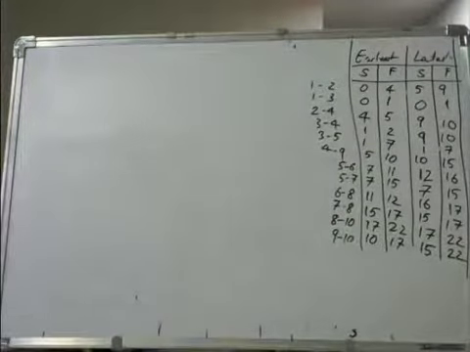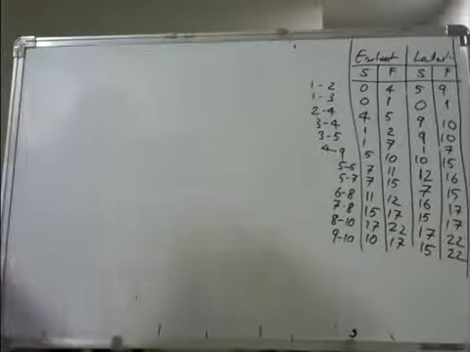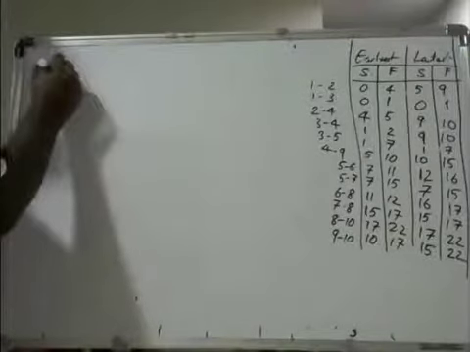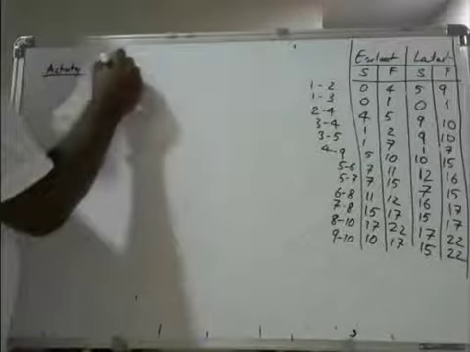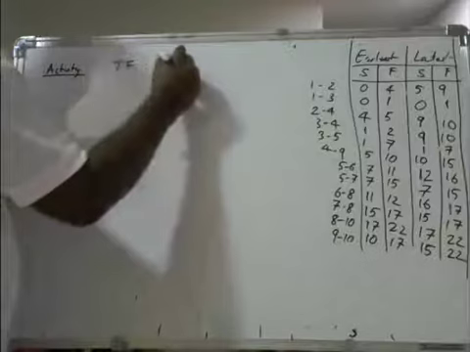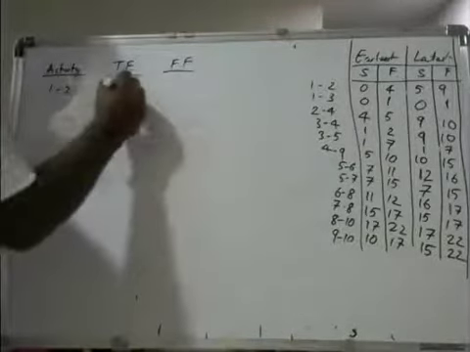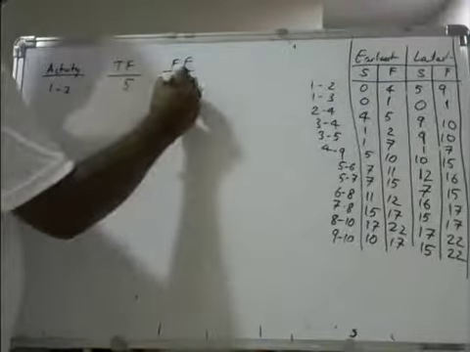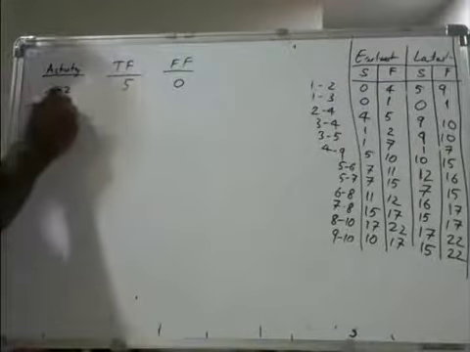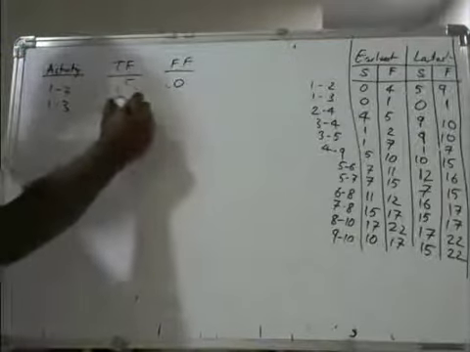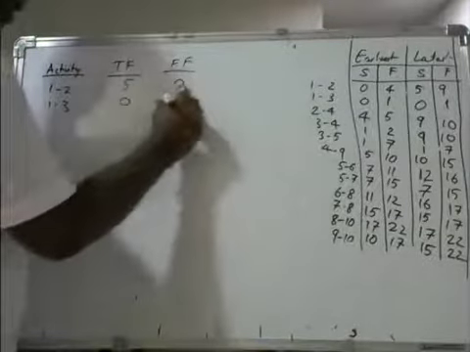So let me just write the total float and free float for all the activities. So I'll write activity. However, I have written the earliest and latest time. So total float and free float for each activity. For 1 to 2, total float is 5. This one is 0. So for 1 to 3, total float is 0 and free float is also 0.